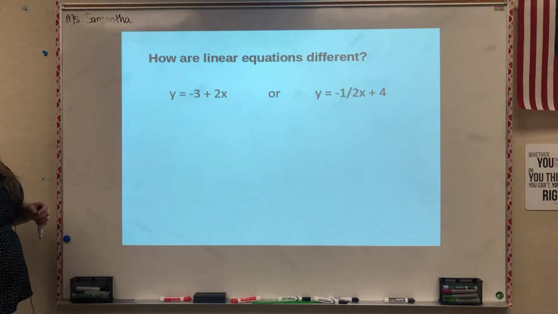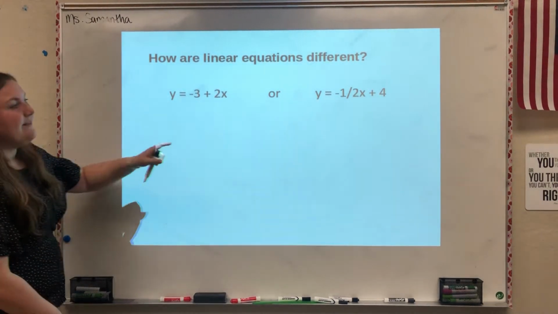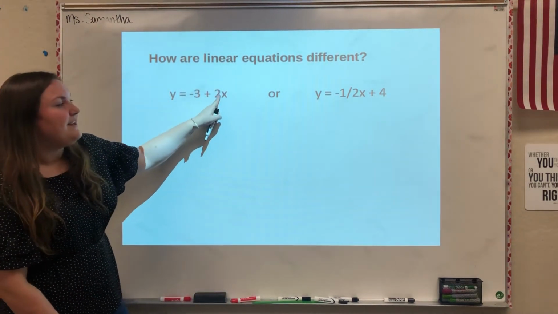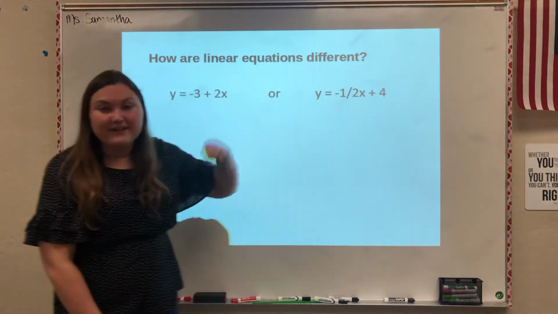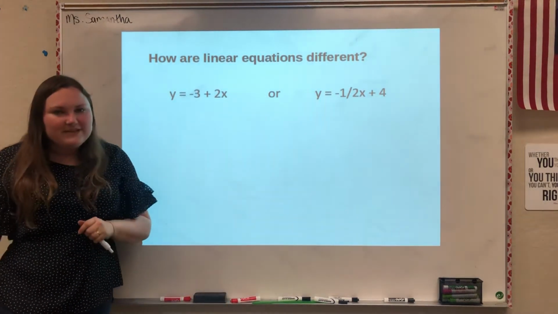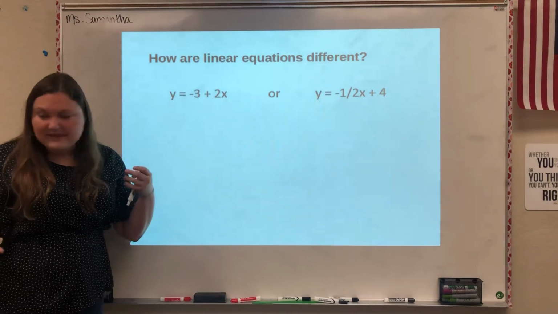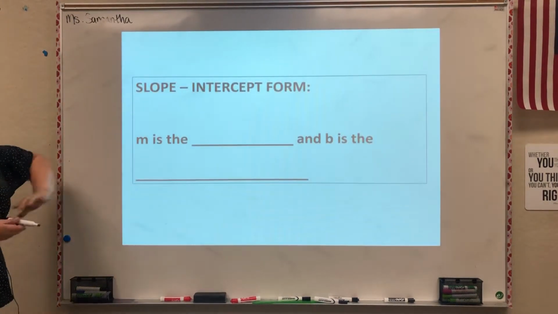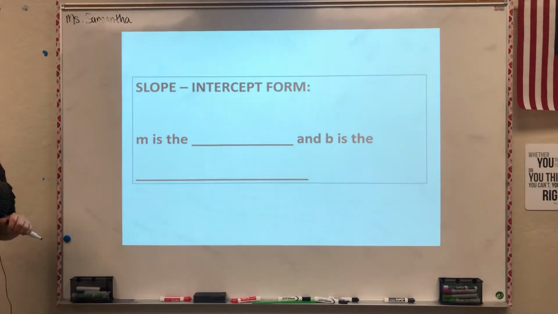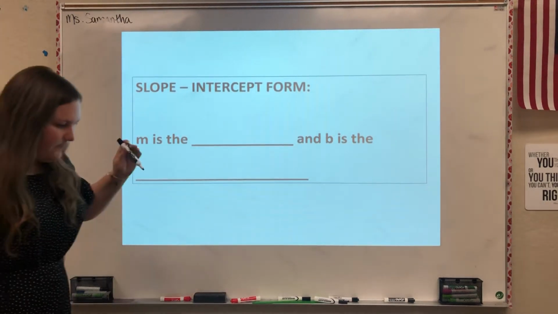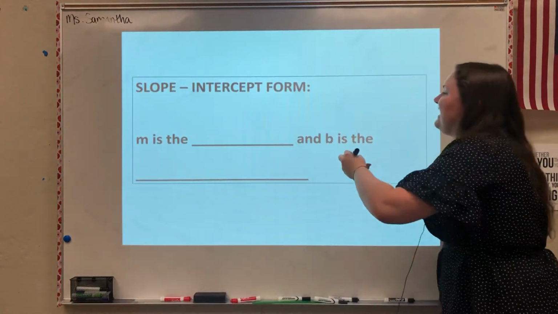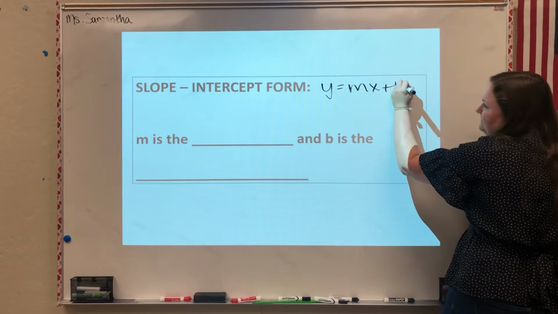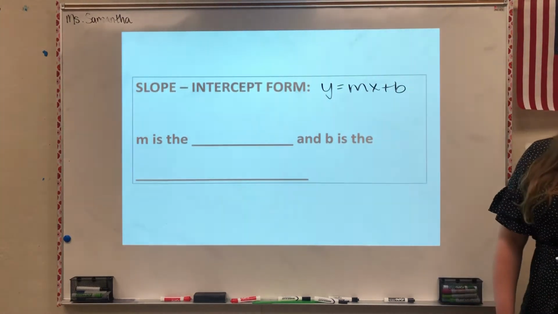Some of the other things, though, are still the same. That number that's by itself would be our starting point, and then this other number here with the x is what's telling you the change. Before we get into graphing, I just want to put some vocabulary to everything we've been talking about. These equations here are examples of something we call slope-intercept form. What slope-intercept form looks like is any equation that's written in this form. y equals mx plus b.